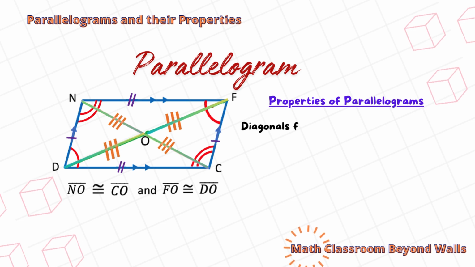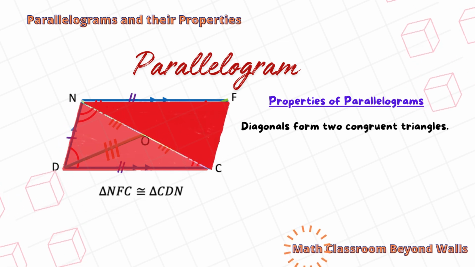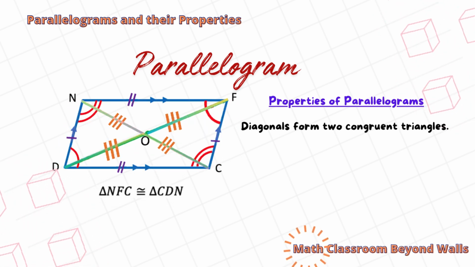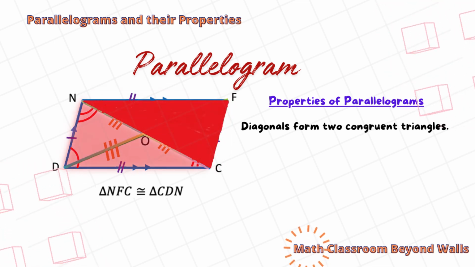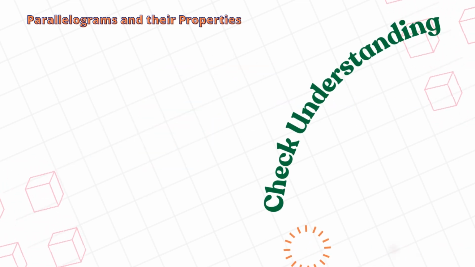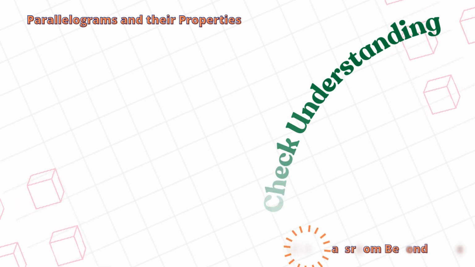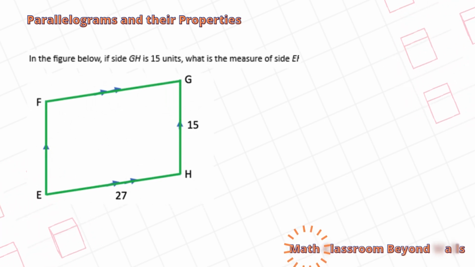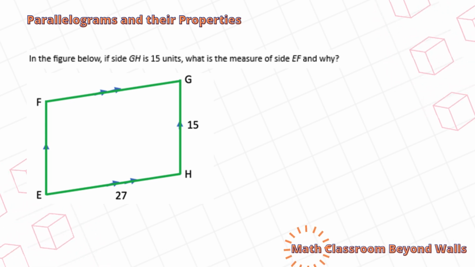Sixth, the diagonals form two congruent triangles. For parallelogram NFCD, triangle NFC is congruent to triangle CDN. Let us look at parallelogram EFGH to check our understanding of the concept. In the figure below, if side GH is 15 units, what is the measure of side EF and why?